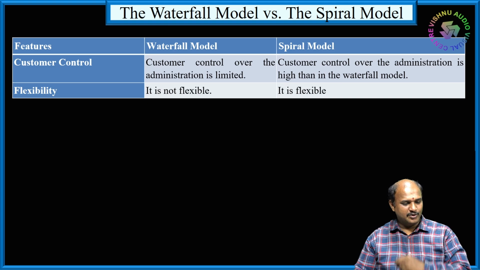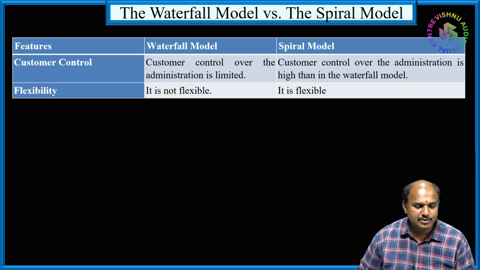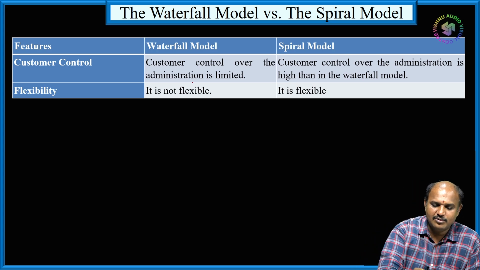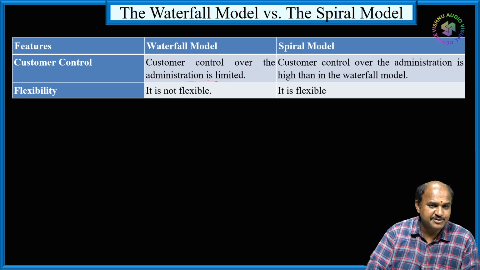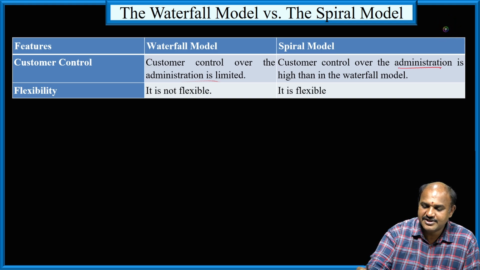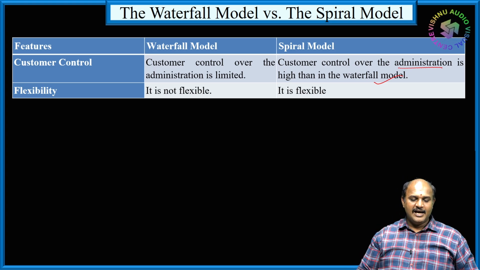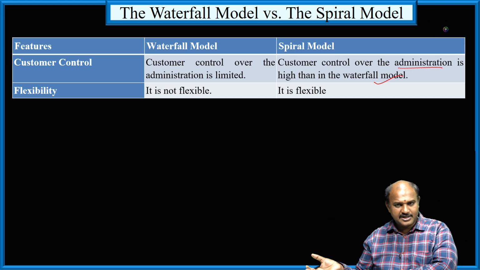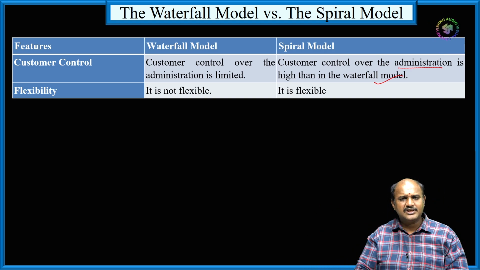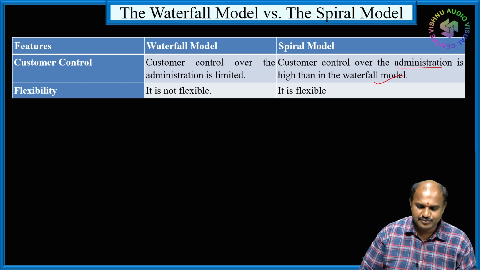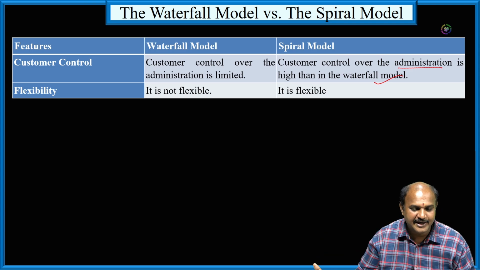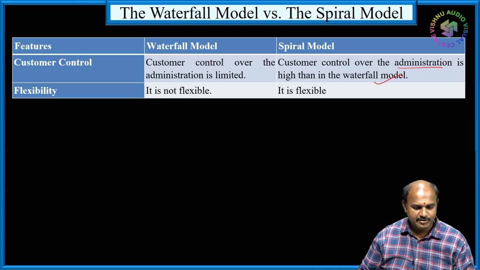Then the last two features are customer control and flexibility. Customer control, or administration, is limited here. In the spiral model, administration is higher than in the waterfall model. Administration is high because there is a database administrator, network administrator, testing administrator and some other administrators. These are the different types of administrators. So the overall administrator control is higher compared to the waterfall model.